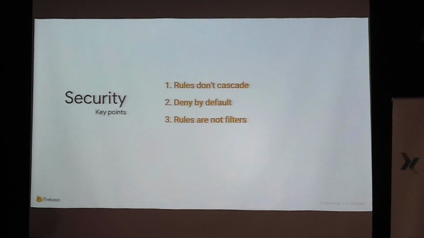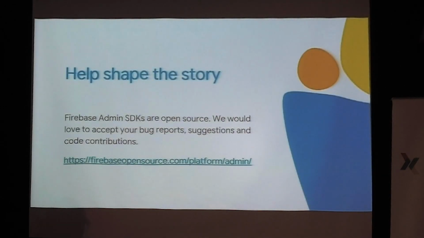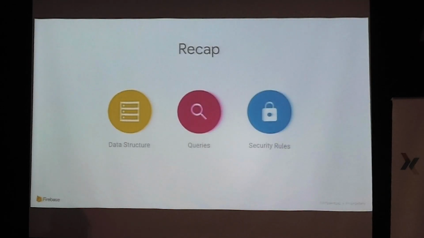And maybe the third one, I didn't cover this one. Rules don't cascade, which you'll actually figure out on your own. As soon as you have a sub-collection and you allow an operation on the parent collection, you'll see that the sub-collection doesn't actually allow you to do anything by default. This is also by design. The rules only apply to the collection they're specifically written for. They will not apply to child collections. And this is the second advanced topic.